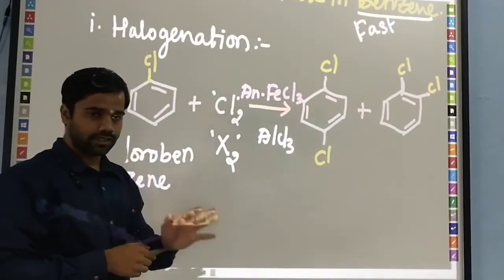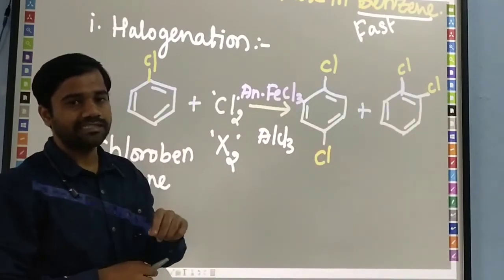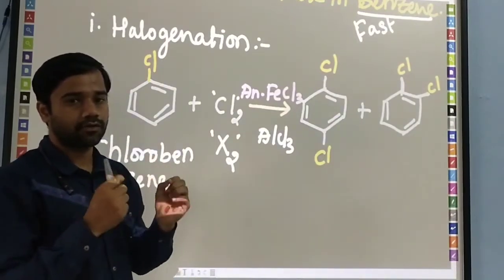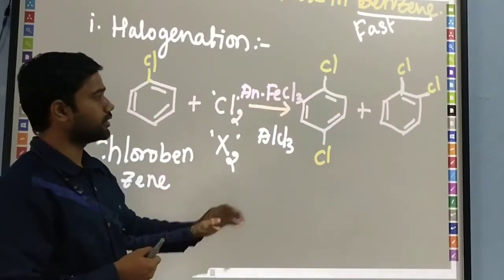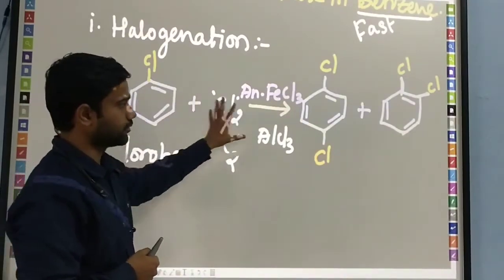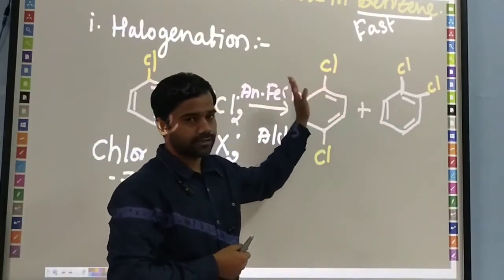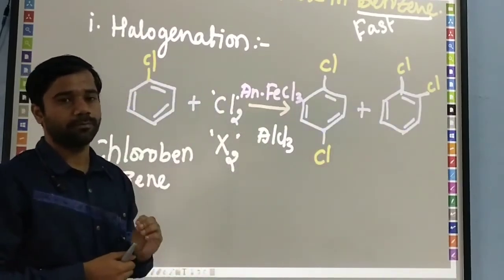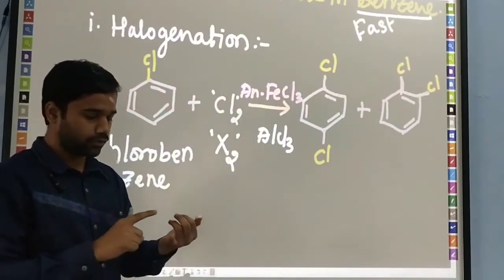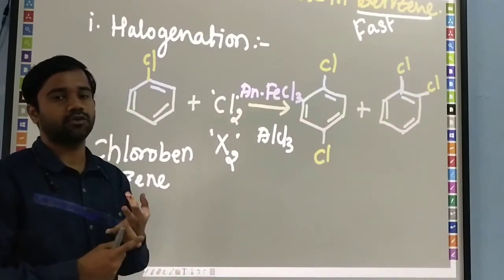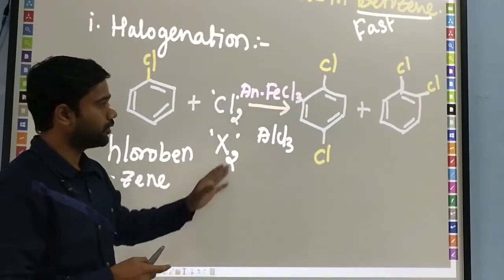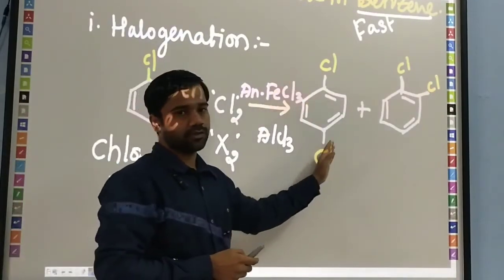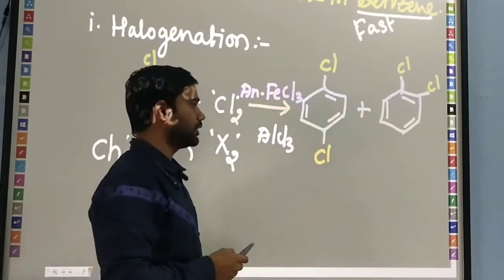Why? Because we already discussed that the electron density is not increased at the meta position. The electron density is very low, so it is not going to attack that position. Which is the major product? I already said that the halogenation, the electrophilic substitution reaction, will give two products. One is going to be minor and the second one is going to be major. We already know which is the major one and which is the minor one here.